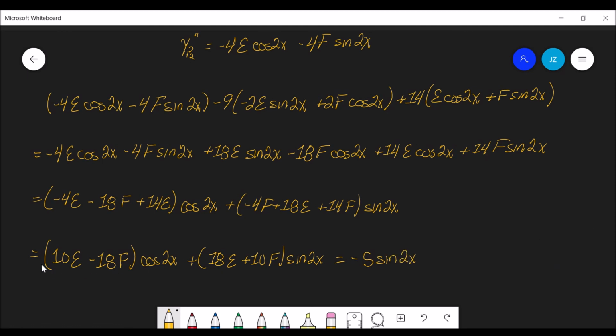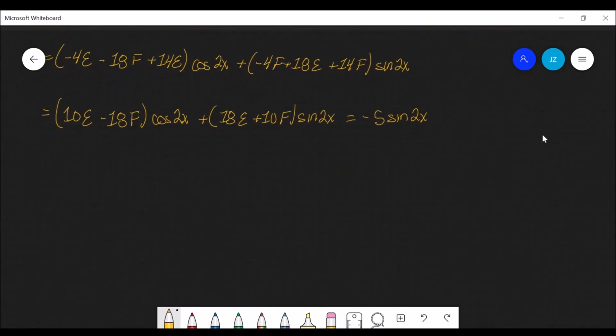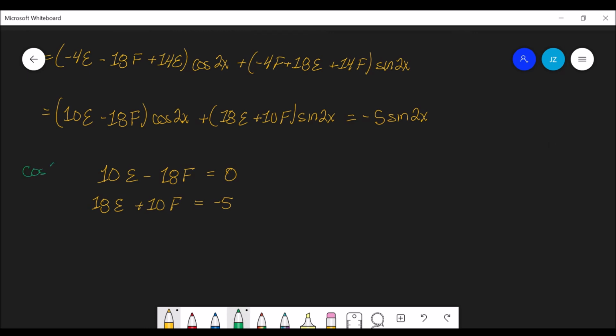So we once again will use coefficient comparison. So 10e minus 18f has to equal 0. And 18e plus 10f has to equal negative 5. This first equation is the cosine 2x. The second equation is the sine 2x, because I can add a plus 0 cosine 2x.